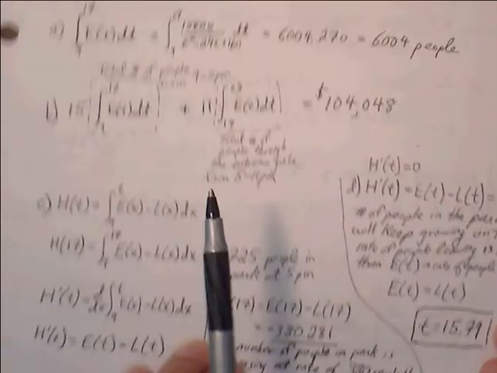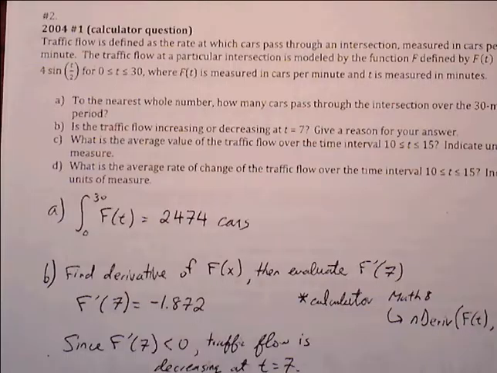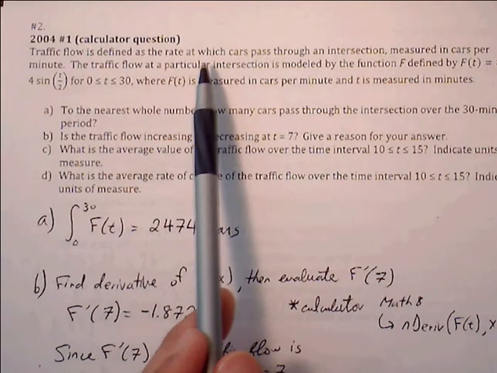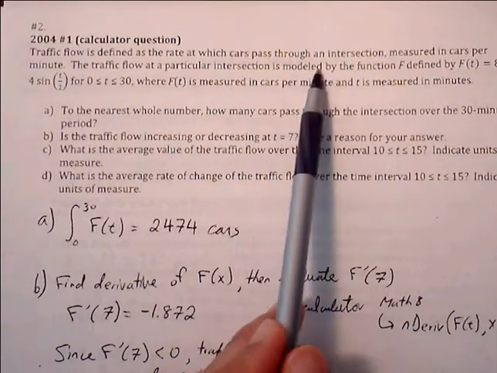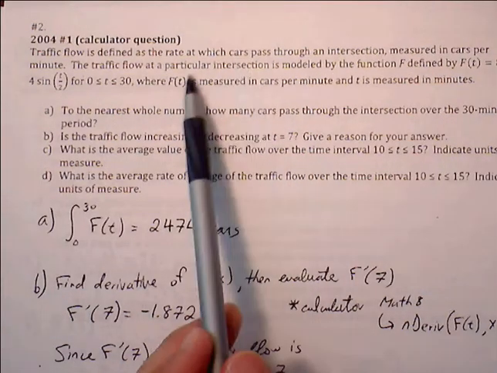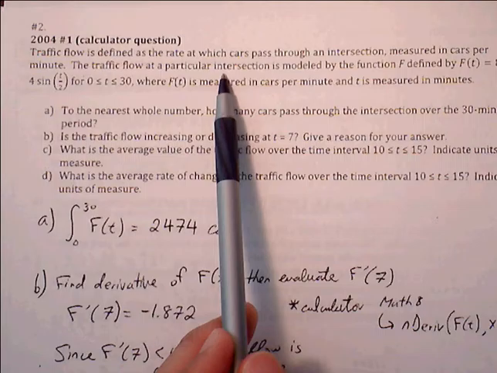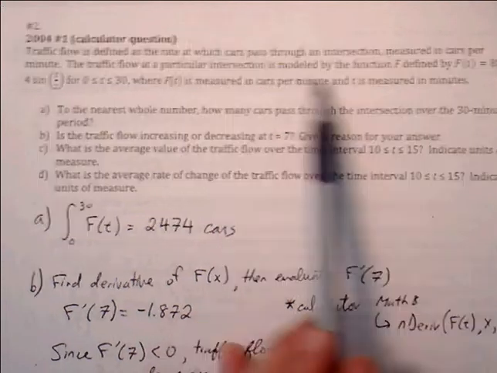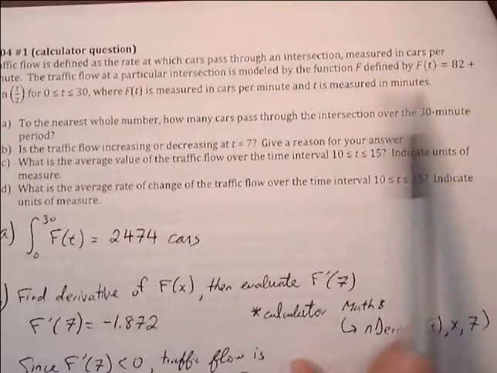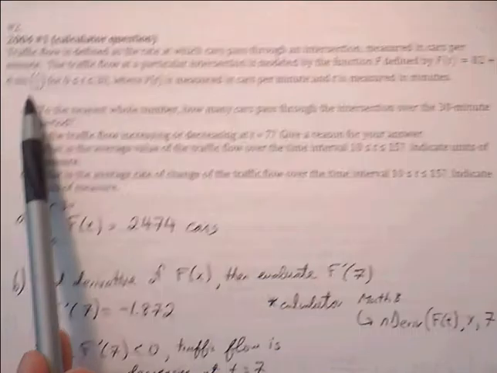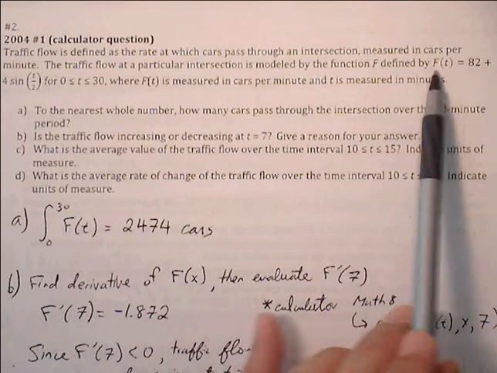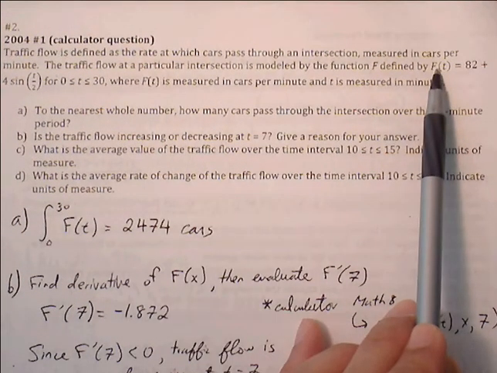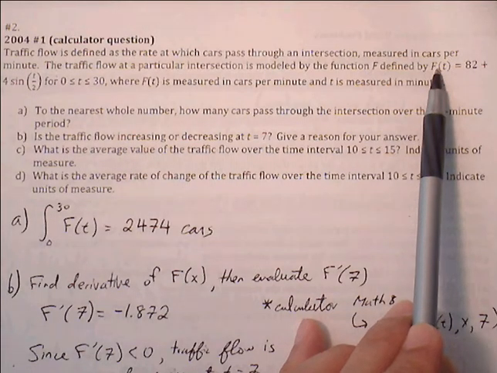Okay, all right, let's look at number 2. This is number 2 on the back here. This is a problem on traffic flow. Traffic flow is defined by the rate at which cars pass through an intersection. So the traffic flow at a particular intersection is given by f of t equals 82 plus 4 sine of t over 2. Now notice that f of t does not represent the number of cars. It's the rate, the traffic flow at that moment in time.